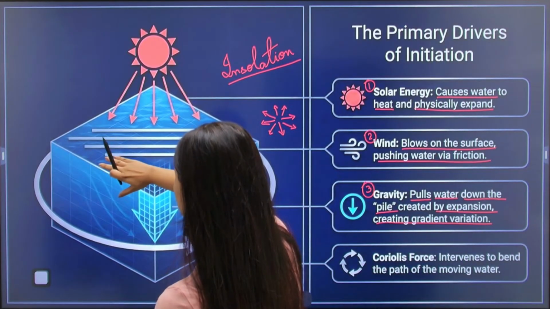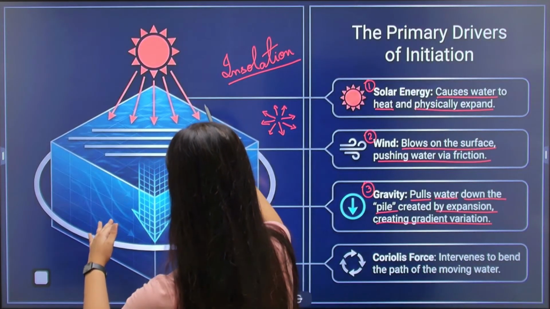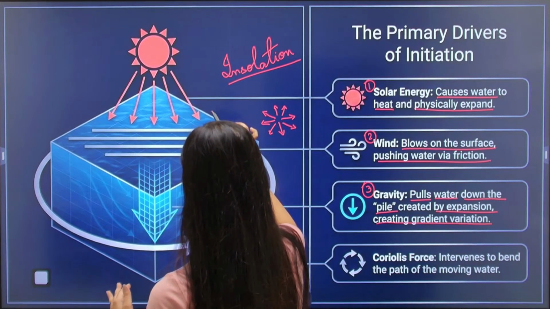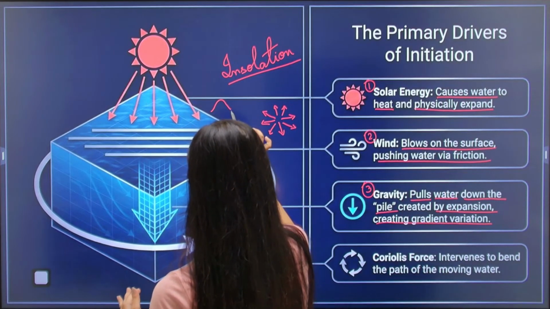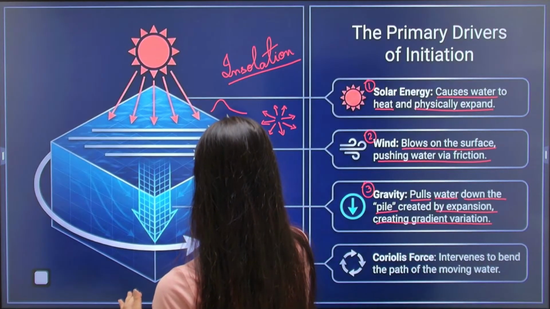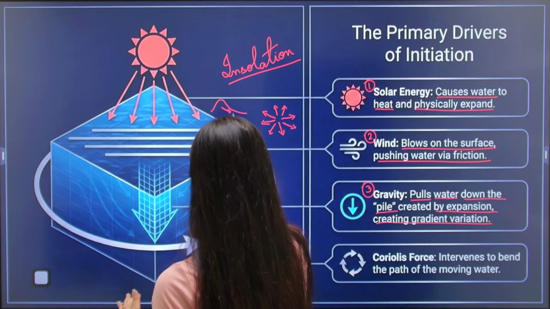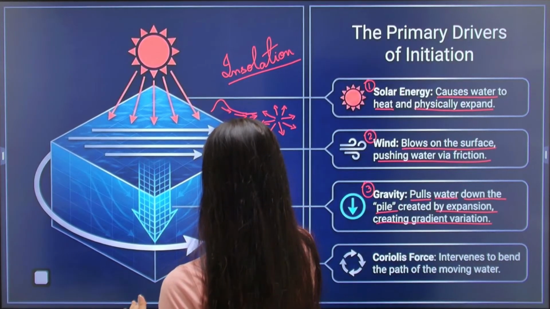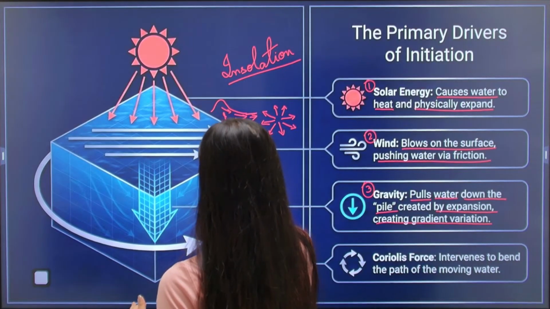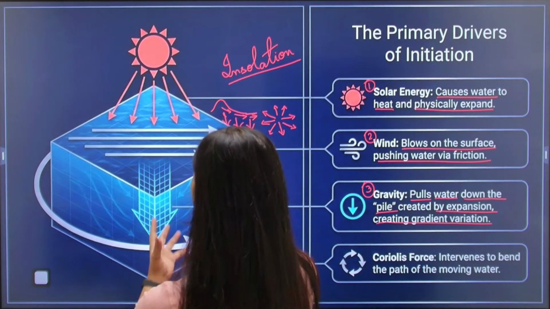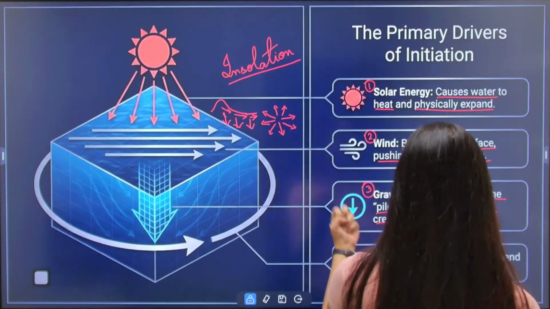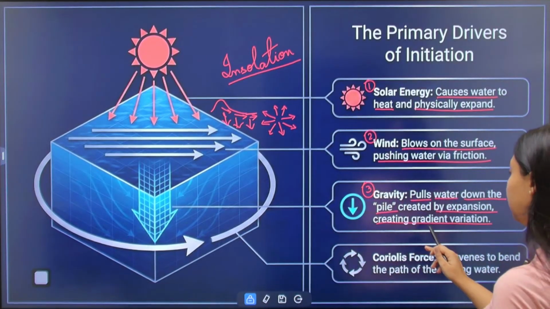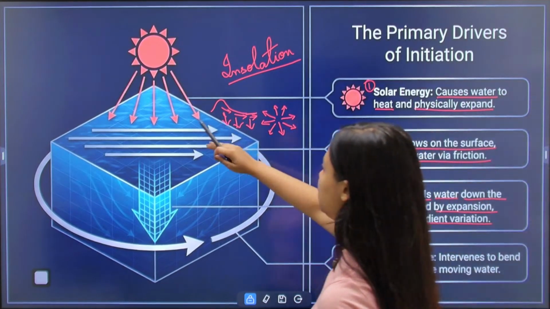Some water will bulge up. Wherever the solar energy is more, the water will bulge up, and as the solar energy decreases, the water reaches the surface level, right? How does this happen? This is due to the pull of gravity. The gravity is constantly pulling, even the bulging water, downwards. Therefore, that creates a gradient variation.